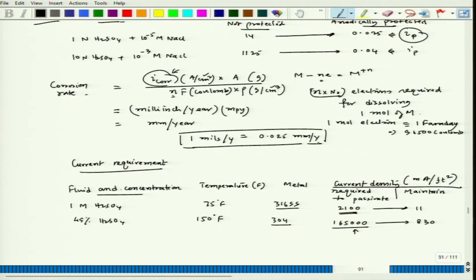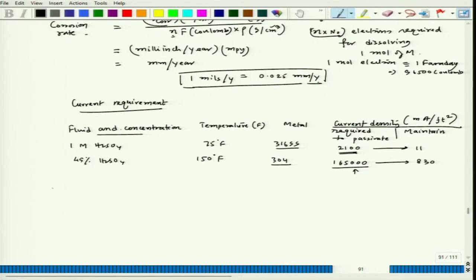Now, let us talk about some other acids, or let us say base. Let us consider one base, let us say NaOH, and let us talk about 20% NaOH. Temperature is 75 degree Fahrenheit, and we are talking about 304 SS. These are all stainless steel. So there, the current requirement initially for taking it to the protection zone is around 4400 milliampere per feet square. Now, once it reaches E protection, then it will be around 9.4 milliampere per feet square.